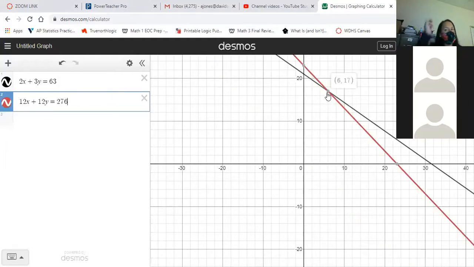Because I zoomed out, I can still see that it's 617. That's literally all you do. The only difference in 16 through 20 is that it's going to be the same way on your test. You just have to write the equation. That's it.